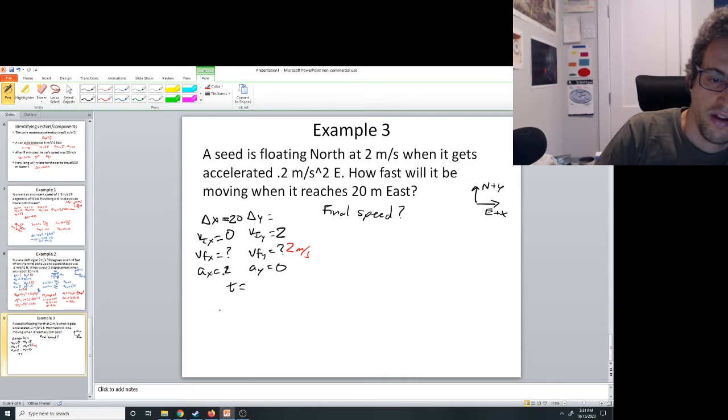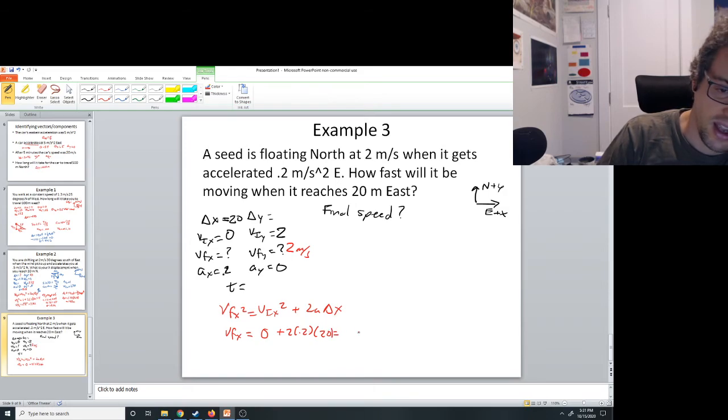So v final x squared equals v initial x squared plus 2a_x change in x. This is unknown, right? v final x squared equals 0 plus 2 times 0.2 times 20. You actually do this out, you get this is 8, which means, oops, this is still squared. v final x equals the square root of 8, which if you're paying attention is about 2.83.